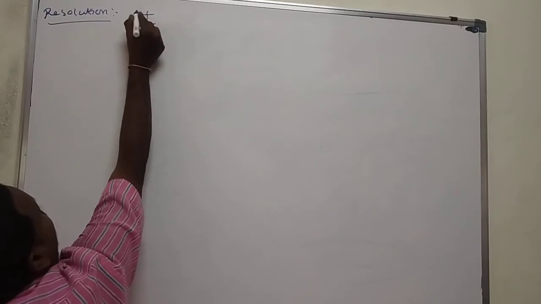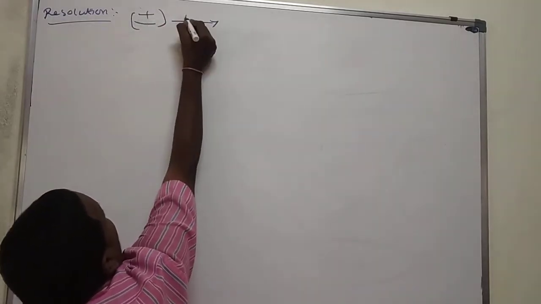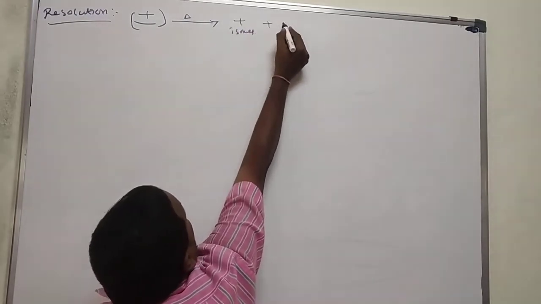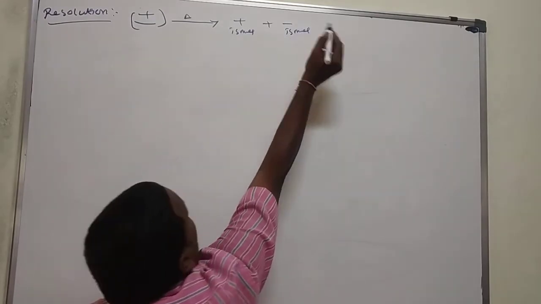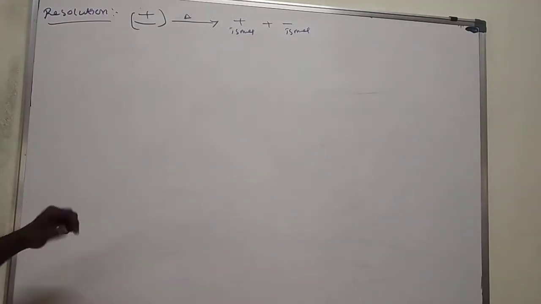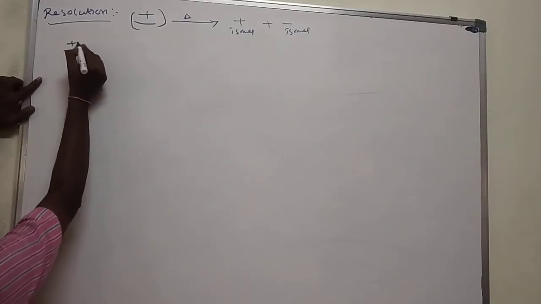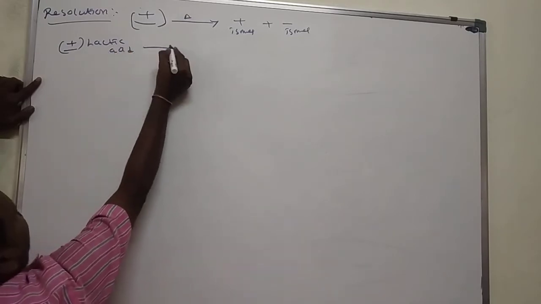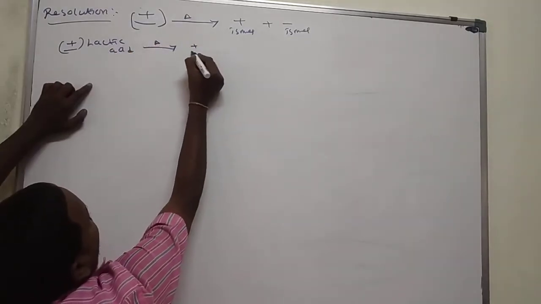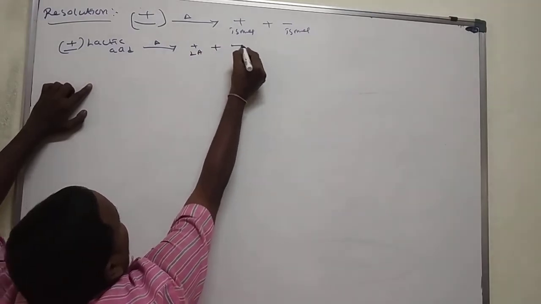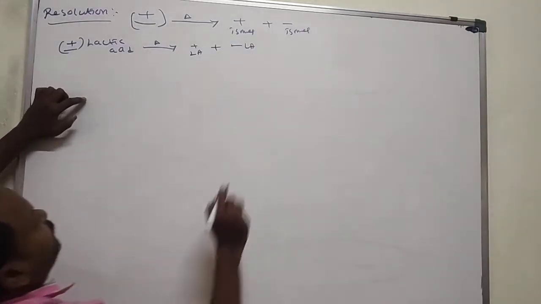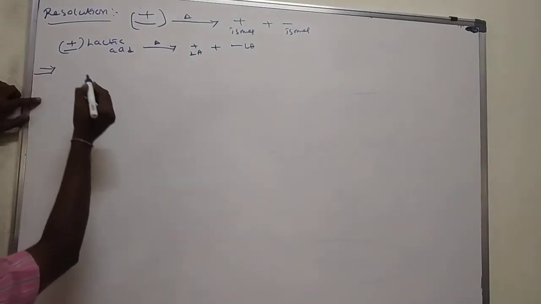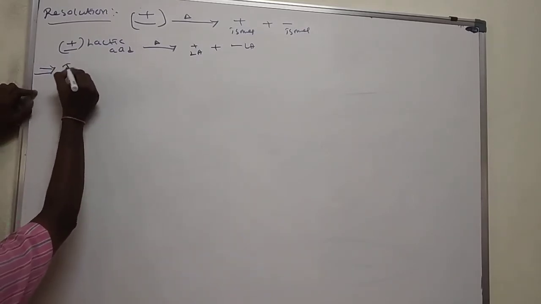Here I am writing an example for the resolution. This is the racemic mixture. Separation of racemic mixture gives plus isomer and minus isomer, and this is called resolution. Here I am writing plus minus lactic acid. Heat separates plus lactic acid and minus lactic acid. This we call resolution. Then in continuation, we will see one more topic, inversion product.